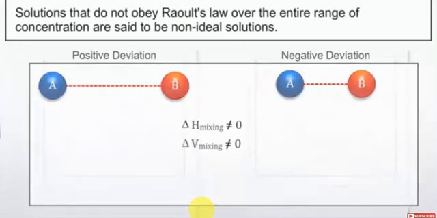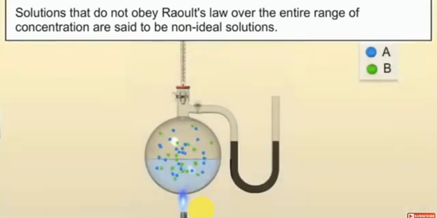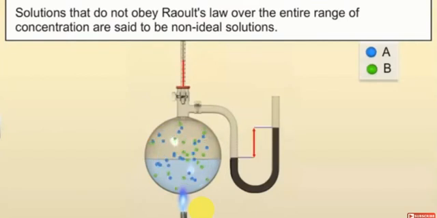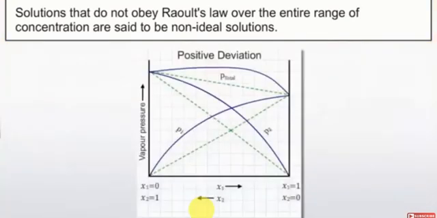If the magnitude of A-B interactions is weaker than the magnitude of A-A or B-B interactions, then this implies that such solutions have a higher tendency to escape in the vapor phase and will show a higher vapor pressure. Such solutions are said to exhibit positive deviation from Raoult's law. The total vapor pressure of such a solution is greater than the vapor pressure corresponding to the ideal solution of the same composition.